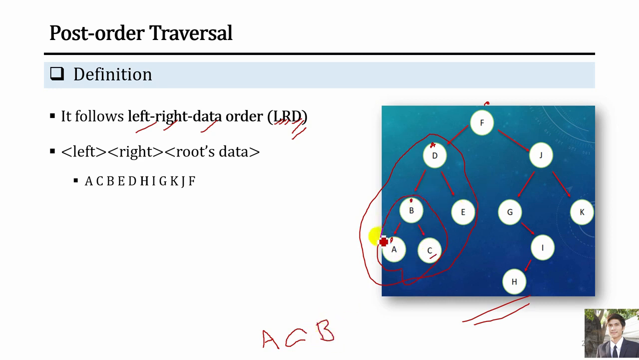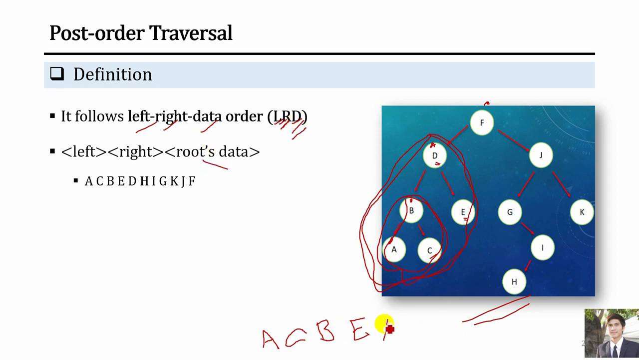Next, this left is done. Now we go to the right, because by the rule, after left we go to right. After this subtree, we go to the right. The right is here, E, letter E. And then the right is now done. We go to our data, which is D. Based on this subtree, left and right are already visited. Now we visit the data, which is the root. So now we get D.